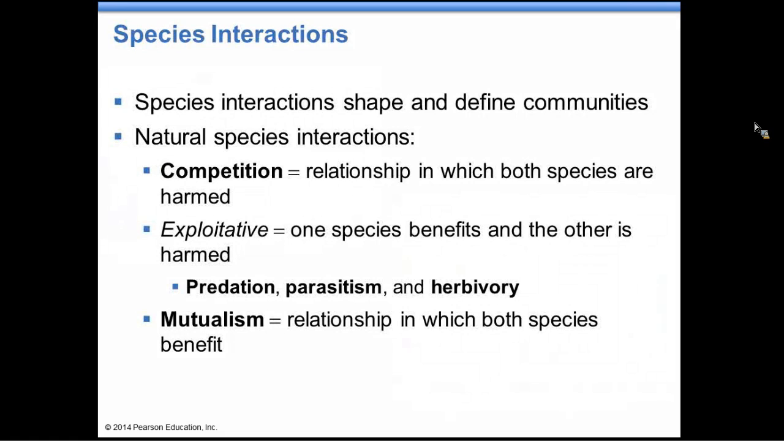So for species interaction, we can have competition that occurs when resources become limited. When multiple organisms seek the same limited resource, the relationship is said to be one of competition. And we can have an exploitative one, where one species benefits and the other is harmed. Examples of this could be predation, parasitism, and herbivory. But there's also mutualism, a relationship in which both species may benefit.